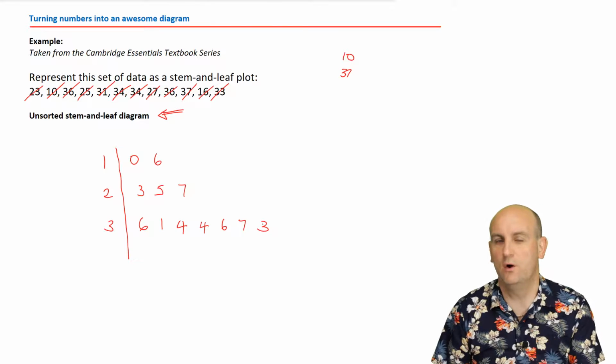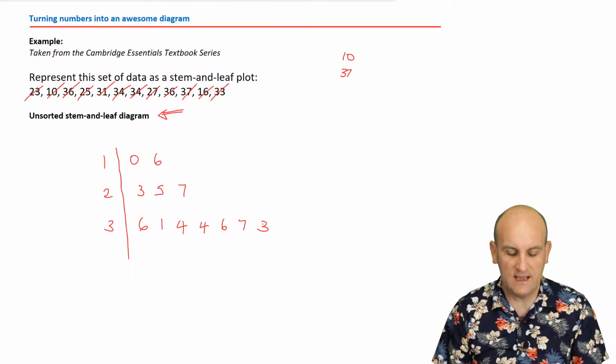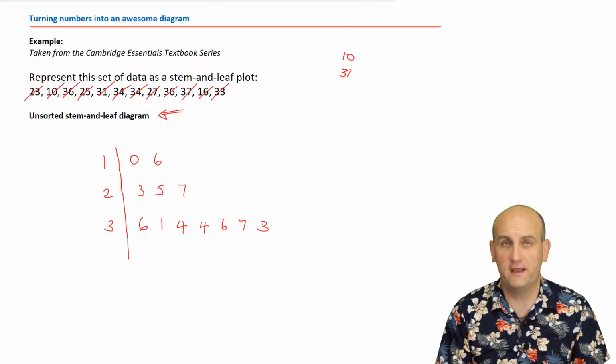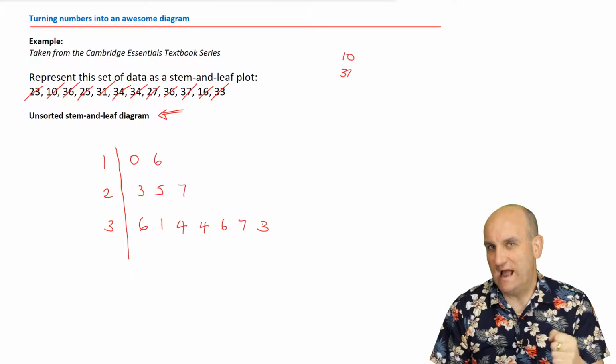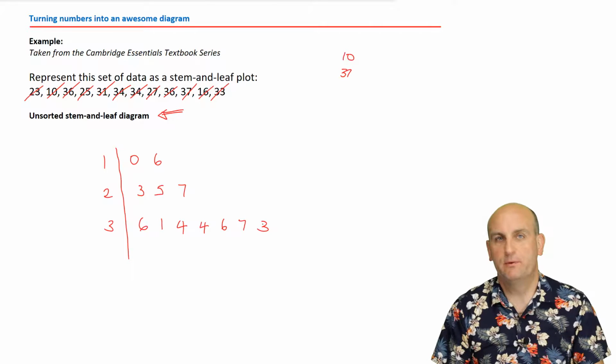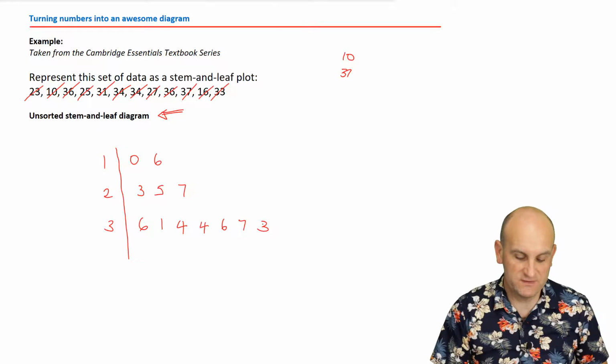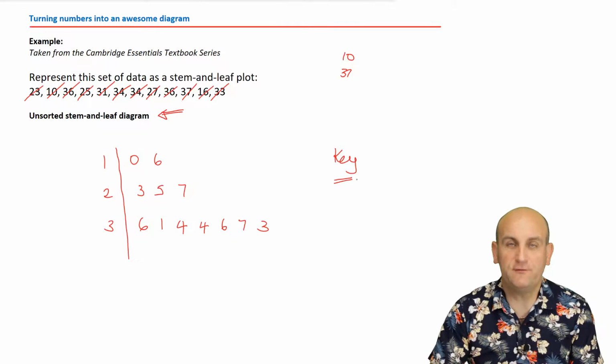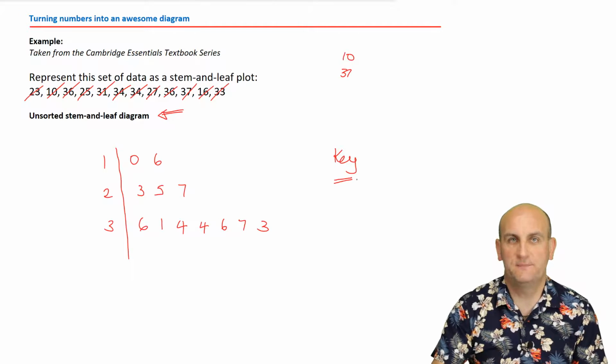Well, sort of. It's not quite finished. Now, obviously we've said it's an unsorted stem and leaf diagram. I get that. That's fine. But it doesn't actually tell us anything really important at this moment. The most important part of a stem and leaf diagram is actually the key. We have to tell people what the numbers stand for.